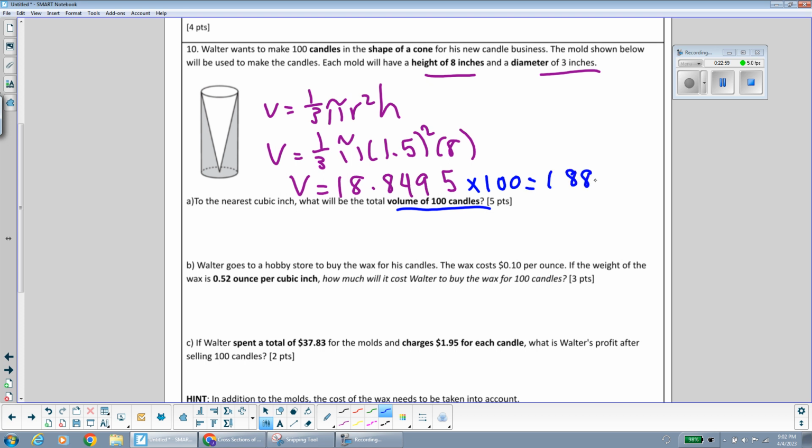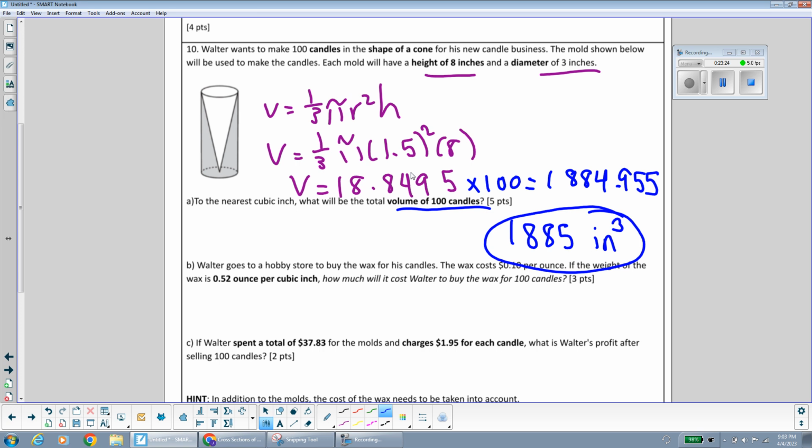And that is 1884.955. Now I'm going to round according to the question because I'm done with the question. So to the nearest cubic inch, it is 1,885 cubic inches. If you rounded early to 19, you would have had the wrong answer. You would have had 1900.